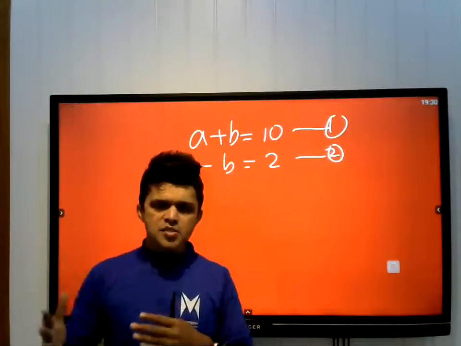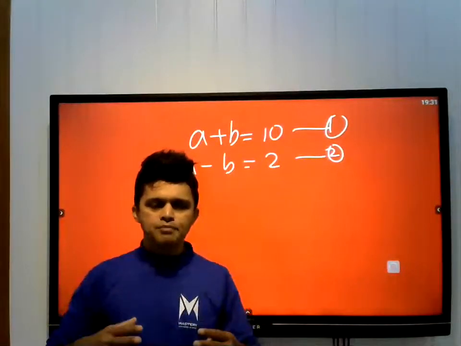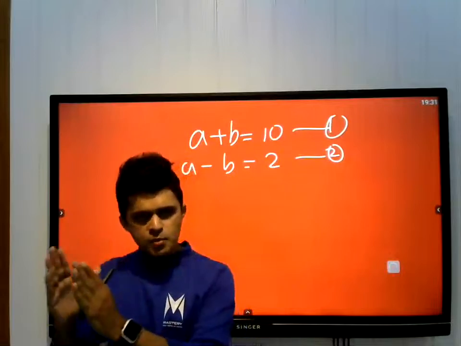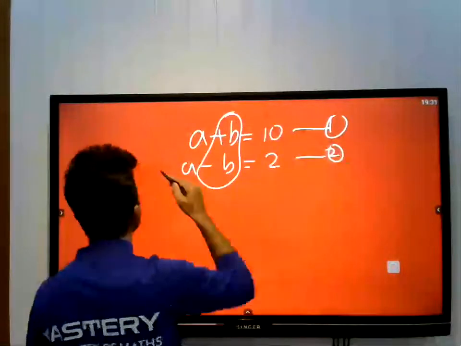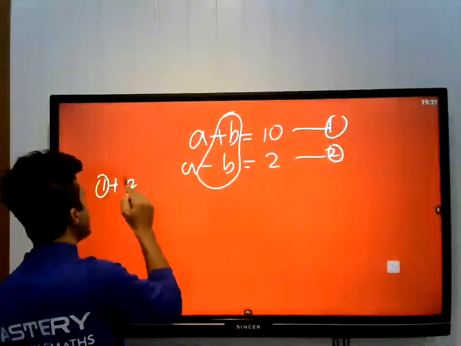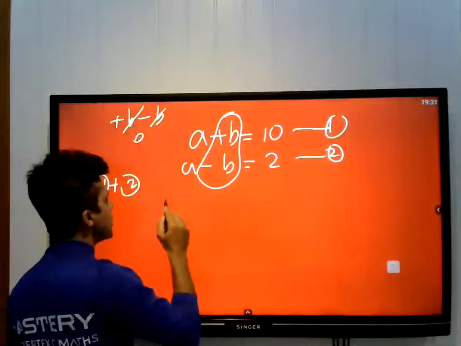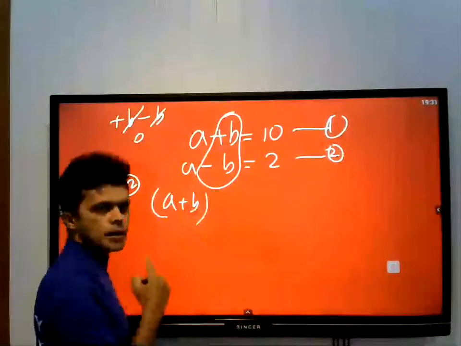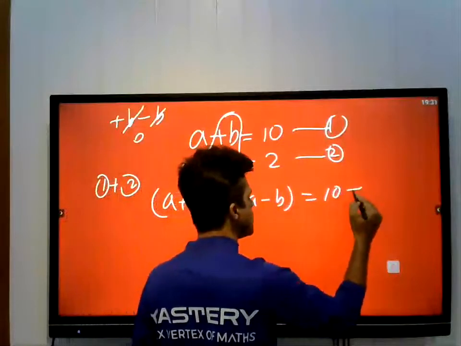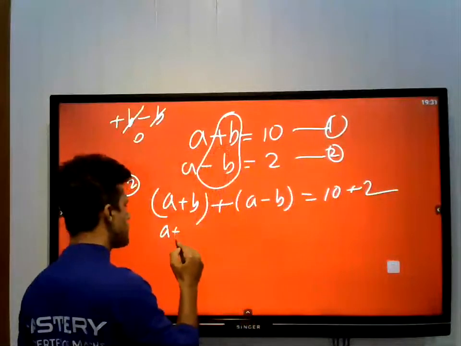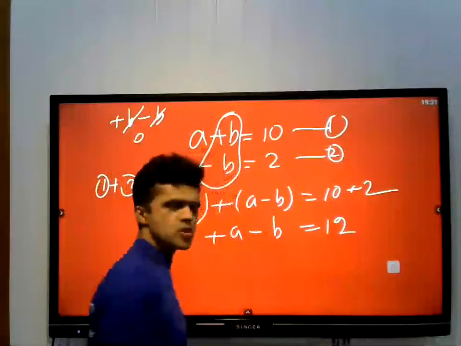In this way, to find these unknown terms, every time what you have to do is either subtract or add the equations. So when you add the first equation and the second equation, you are able to remove the term b here. So a plus b plus a minus b equals 10 plus 2, and 10 plus 2 is 12.